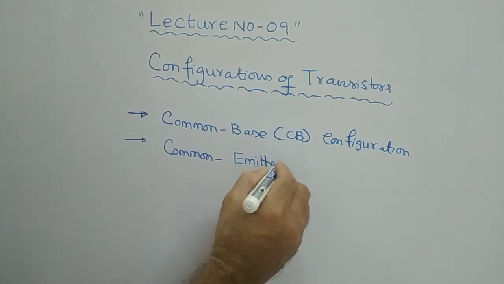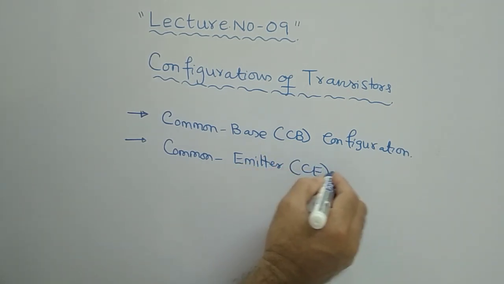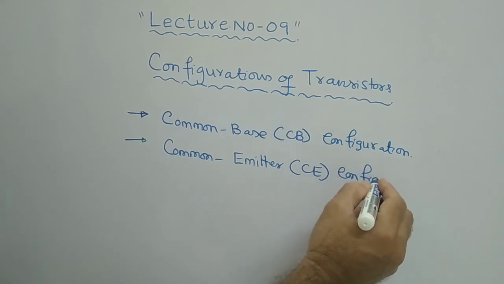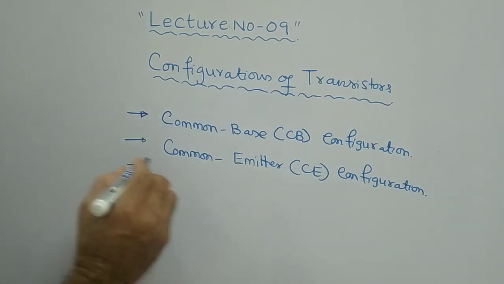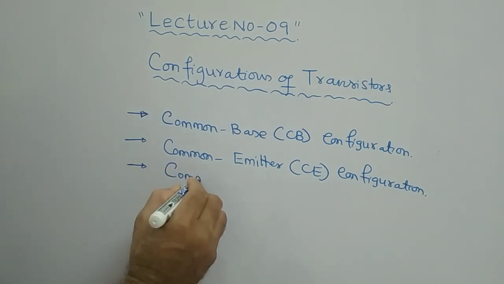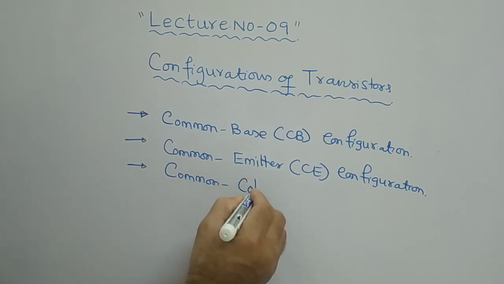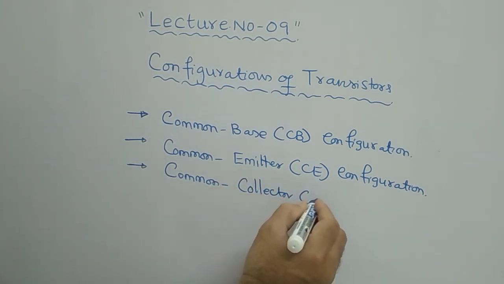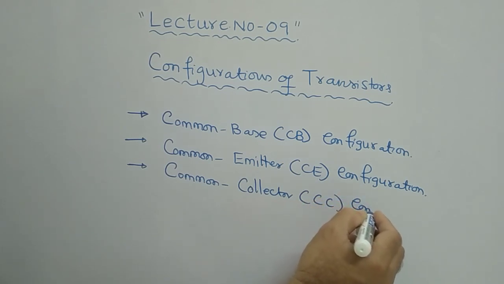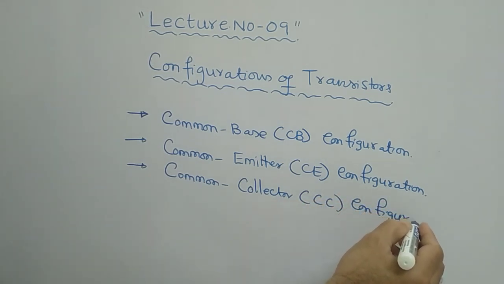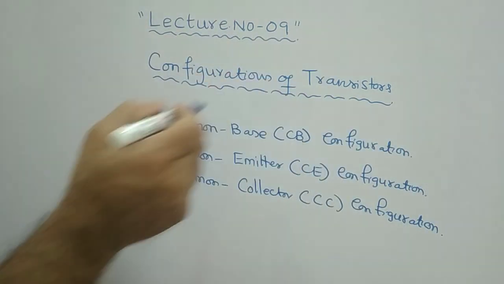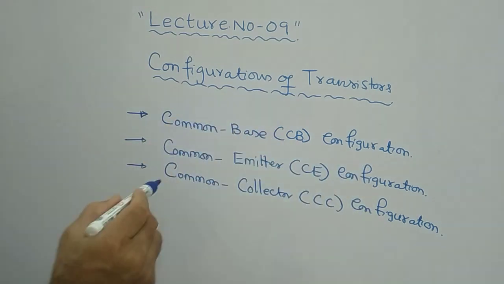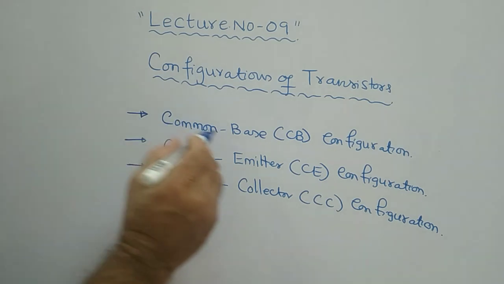In short, you can write CE configuration, common emitter configuration. And the third one is CC, nothing but common collector, or in short CC configuration. These are the three configurations in which a transistor can be operated: the first is common base, the second is common emitter, and the third is common collector configuration. So what do you mean by common actually?